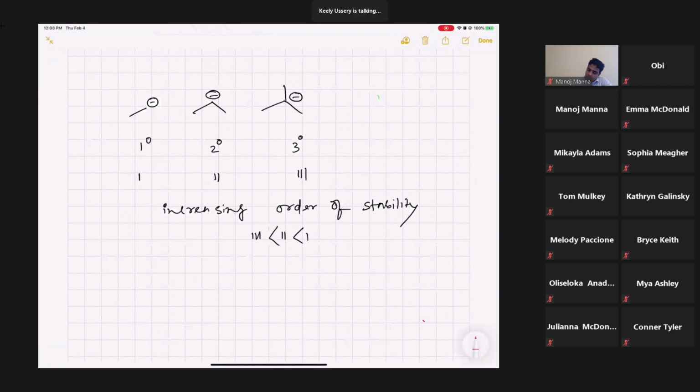Does it have to do with deficiency? Is it because the carbon is more rich this time? Carbon is more rich, that's perfect, but again we can explain using that concept of inductive effect.